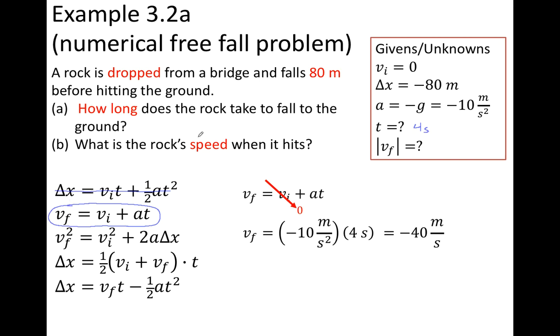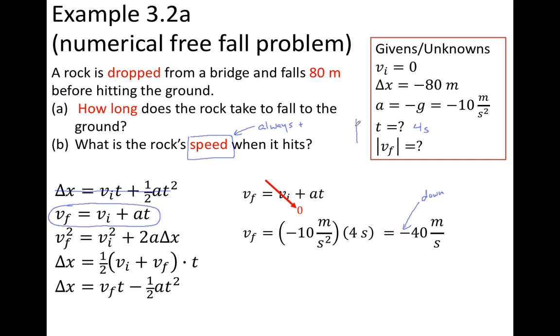But just pay attention to the wording here. This asked for speed. Remember, speeds are always positive because a speed is the magnitude of the object's velocity. Magnitudes always are positive. It just tells the amount. What this negative sign is indicating is that the direction of the velocity is down.